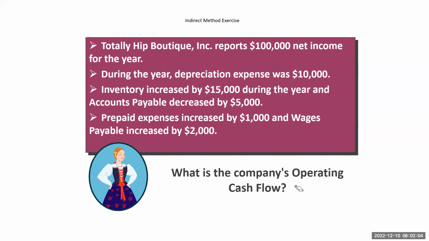All right, hopefully you've given it a try. You should have gotten 91,000 as your operating cash flow. Let's see how we got that.